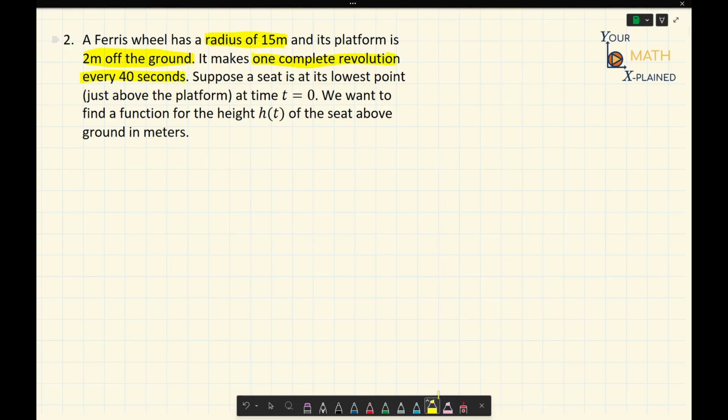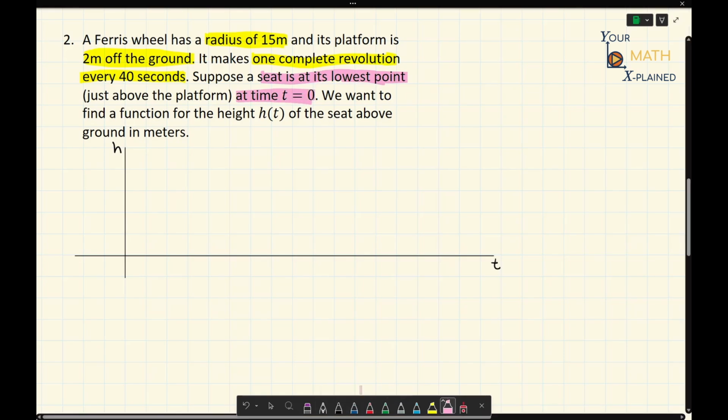So now suppose a seat is at its lowest point at time 0. We want to find the function for the height, which is h of t, of the seat above ground in meters. So we're going to start the same way. We're going to draw our axes. And this time, our horizontal axis is going to be t, and our vertical axis is going to be h. So at time 0, the seat is at its lowest point, meaning right now, our starting point is the lowest point.